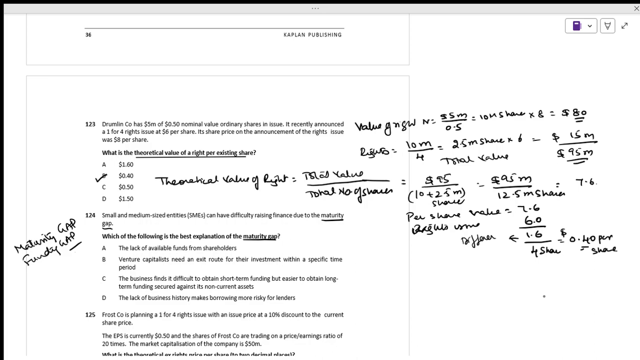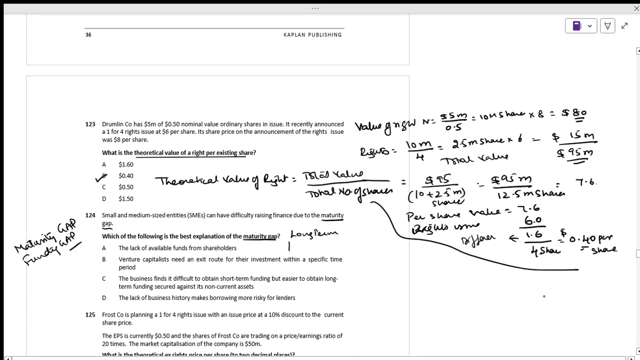Maturity gap is, you have to match long-term requirements with long-term finance, and short-term requirements with short-term finance. If you mismatch it, then it is called a maturity gap. The lack of funds available for the shareholders is almost a funding gap, but it is not related much.